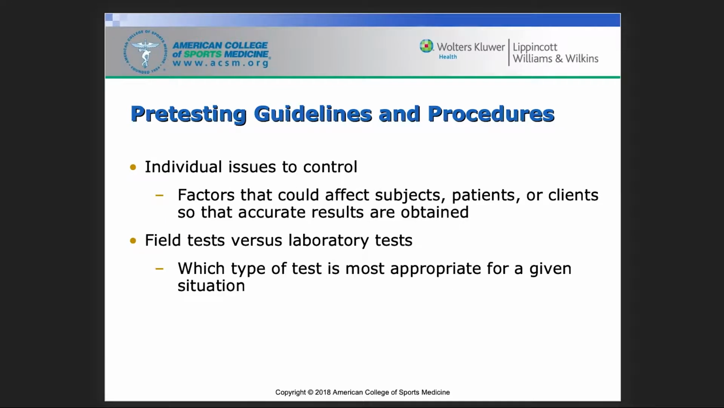Now, there are some pre-testing guidelines and procedures that we do need to follow, at least most of the time. We need to make sure to control for as many variables as possible. Some of the individual issues to control for: anything that could affect the subjects, the patients, the clients, so that the accurate results are the ones that are obtained. Something that isn't confounded with some other type of variable, such as the weather.